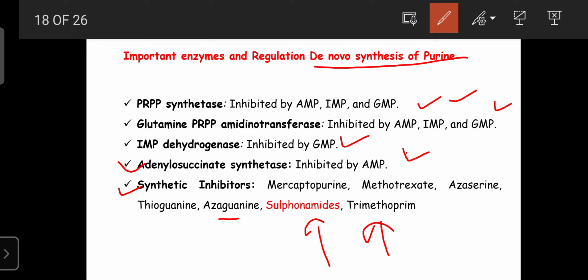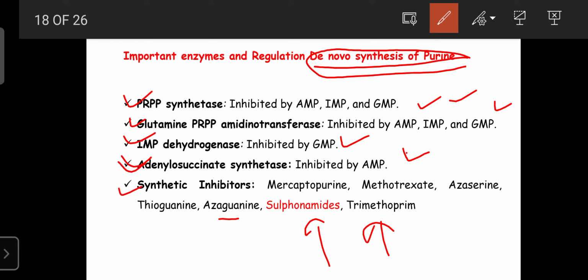But the de novo synthesis of purine mainly depends upon the enzymes PRPP synthetase, glutamine PRPP aminotransferase, then IMP dehydrogenase, and adenylosuccinate synthetase. So these are the four enzymes required for the regulation of the de novo synthesis of purine, but they are also inhibited by AMP, IMP as well as GMP.